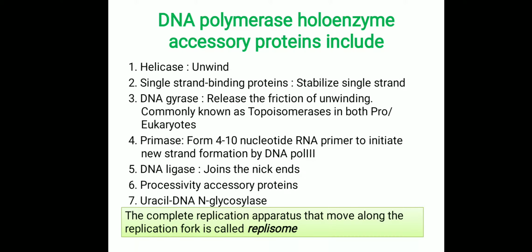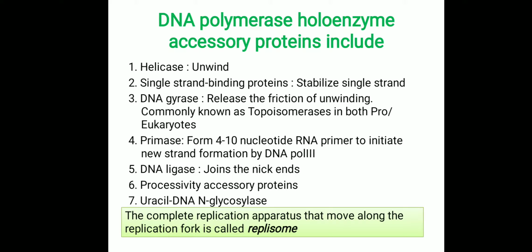In addition, certain accessory proteins which are involved in DNA replication are discussed here. First one is the helicase enzyme to unwind the double stranded DNA, and a single strand binding protein stabilizes the single strand, and DNA gyrase releases the friction forces made by helicase. It is also known as topoisomerase, a common term referring to both prokaryote and eukaryote gyrases. And another enzyme called primase forms RNA primers to initiate the strand elongation by DNA polymerase 3, and DNA ligase joins the nick ends of DNA.